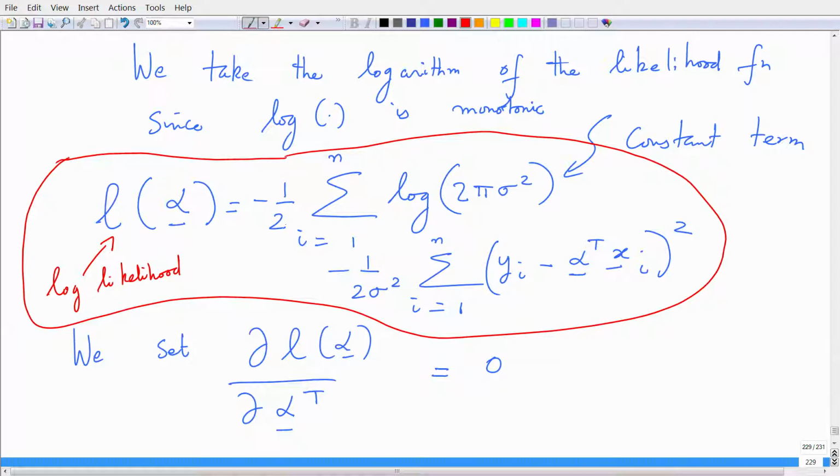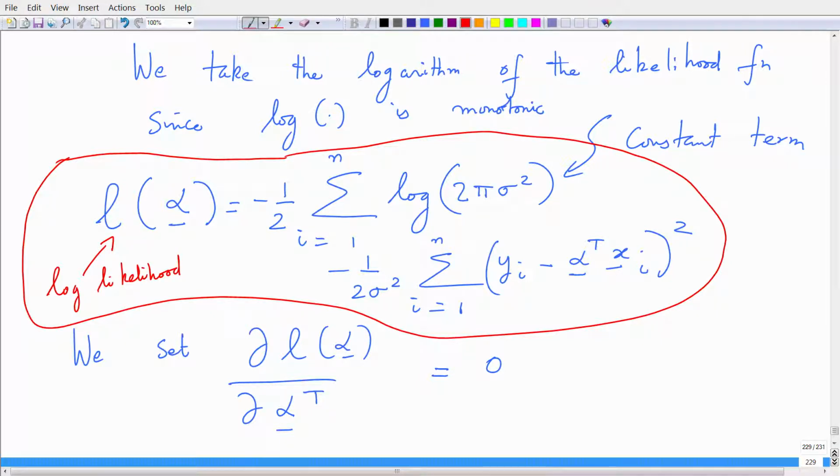Observe that minus 1/2 summation i equals 1 to n log of 2 pi sigma square is a constant term, and we can ignore this when we have to maximize the log likelihood function, and this term comprises this vector alpha, which is the unknown which we will have to estimate given our yi and the vector xi. Now, what we do is we set dl alpha upon d alpha transpose to be equal to 0, and then we solve for this.